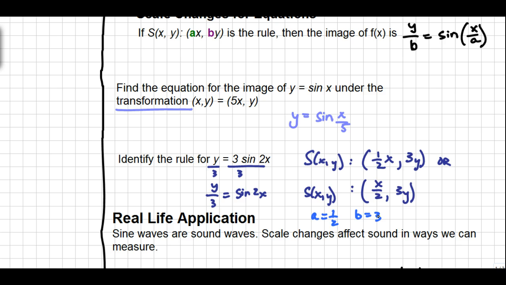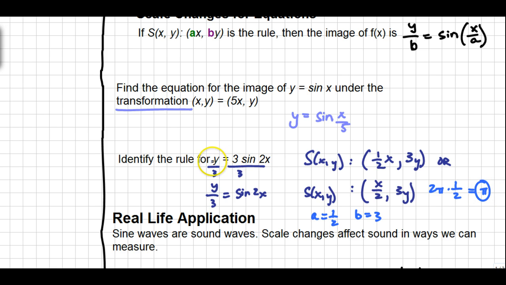So let's think about those two values now in terms of the amplitude and period. So the a value, remember, is affecting the period. So if we are going to figure out the period of this graph, it's going to take half as much time for it to complete its full cycle. Mathematically, what we would say is that it's 2 pi times a. The a is a half. 2 times a half ends up being pi.